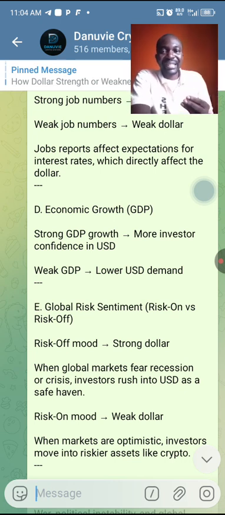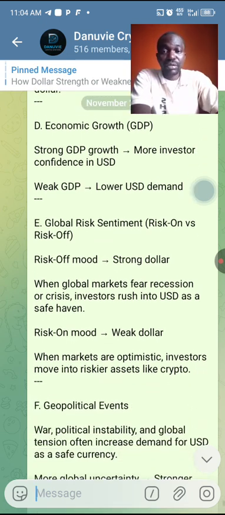So a weak GDP will lead to a weaker dollar, because nobody will want to hold dollars at that time, because the GDP is very weak. The economy is not doing very well. So GDP is going to drop, and when GDP drops, the US dollar is going to drop as well. So let's go to the next one.